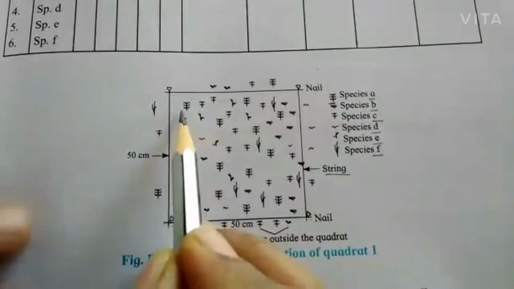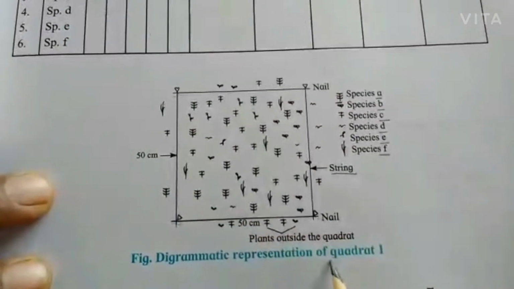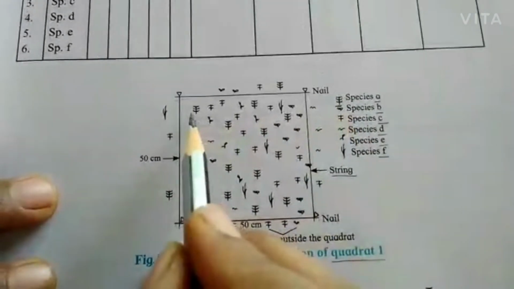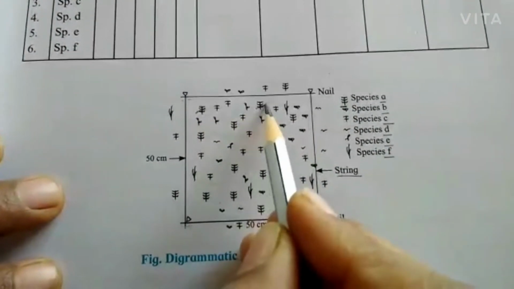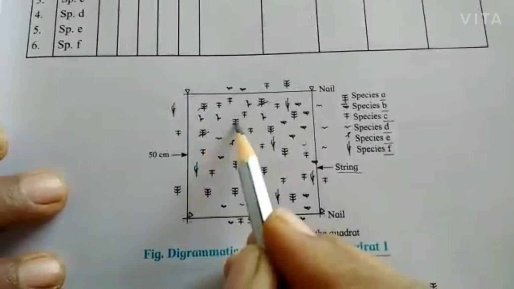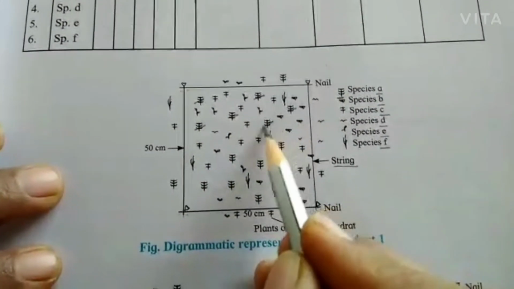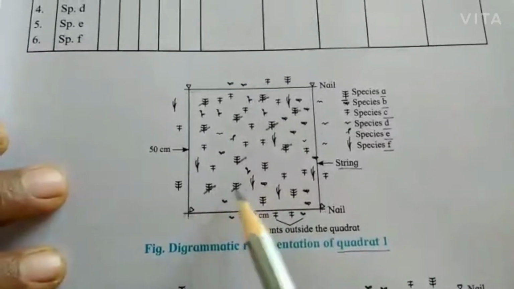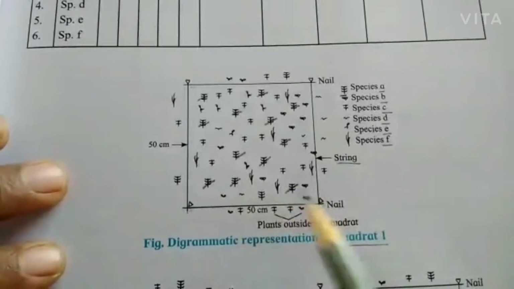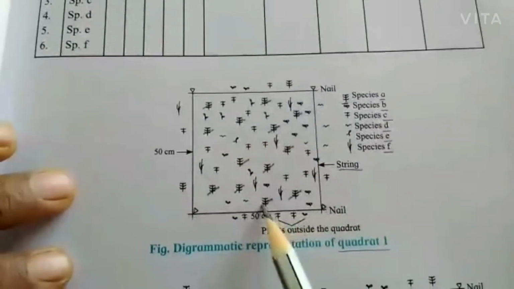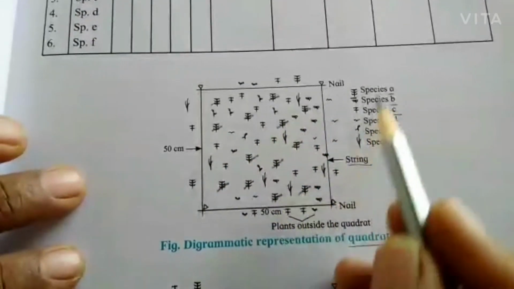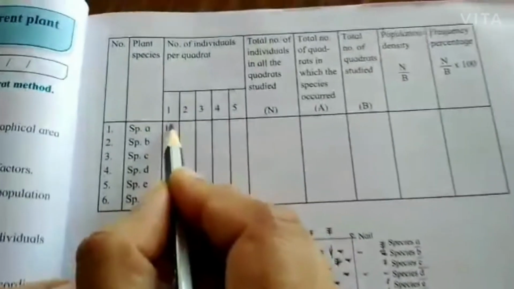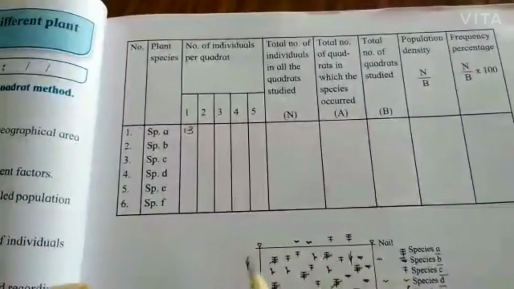So here we just have to count. This is our quadrat 1. In quadrat 1 we will count how many plants of species a are present. This is 1, this is 2, 3, 4, 5, 6, 7, 8, 9, 10, 11, 12. So total 13. So total we have species A in quadrat number 1, 13 plants.